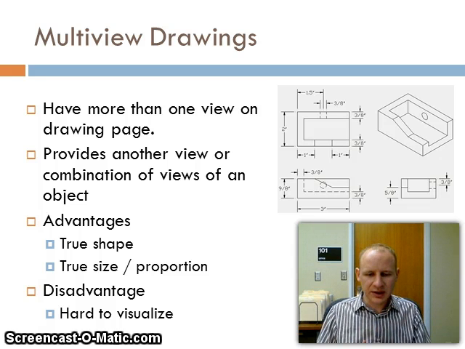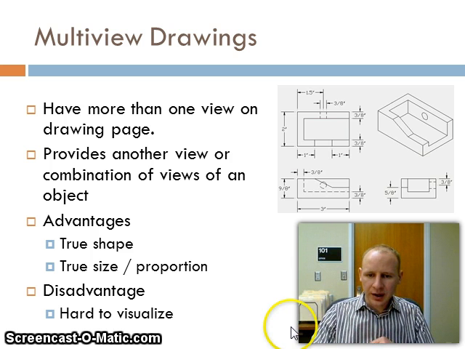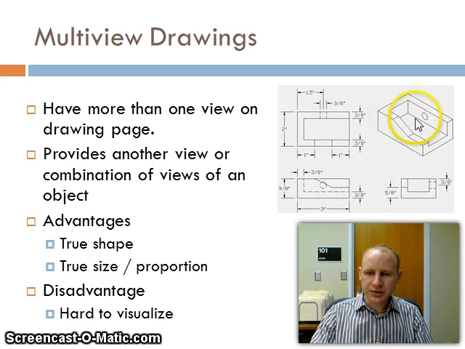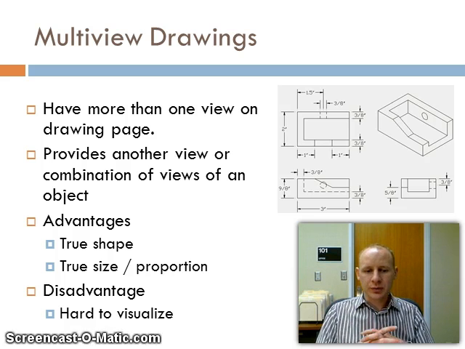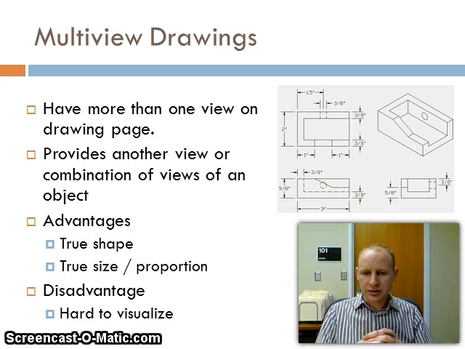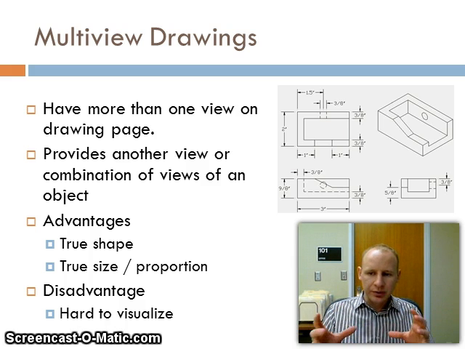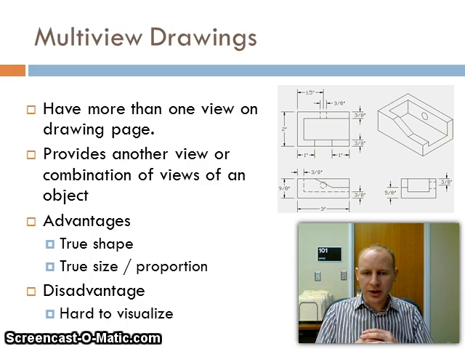page. This provides another view or a combination of views of a particular object. And so as you can see here in the drawing that you see here, we have multiple views of this particular drawing right there. And the advantages of this is that we can show true shape and size of our particular drawing. So of the different angles of that particular object, we can show true shape and size. And that's an important component to remember there.